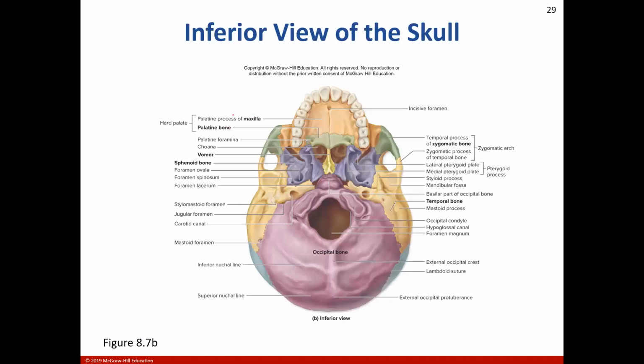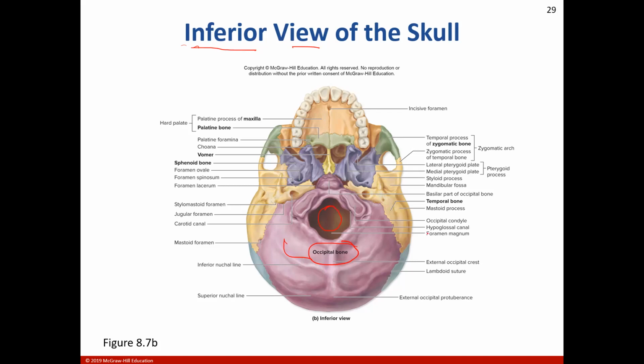Okay, now this is very difficult, of course, because there are so many things going on. So this is the inferior view of the skull. We're looking up at the bottom of the skull. So now we really get a good picture of the occipital bone, all that purple. One thing you should notice right away is this big hole. This is where the spinal cord exits from the brain. So right below the brainstem, this is where the spinal cord will exit and go downward into the vertebral canal of the vertebral column, which we'll see later.